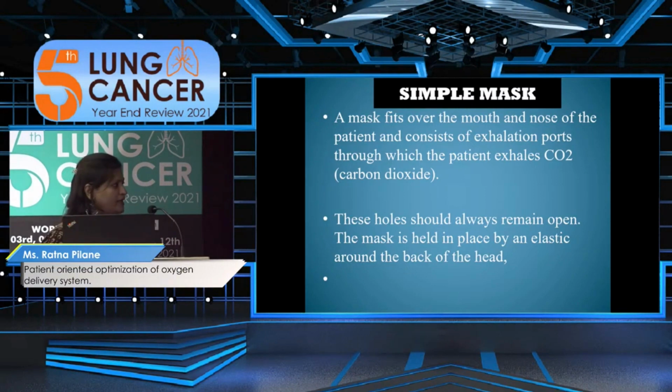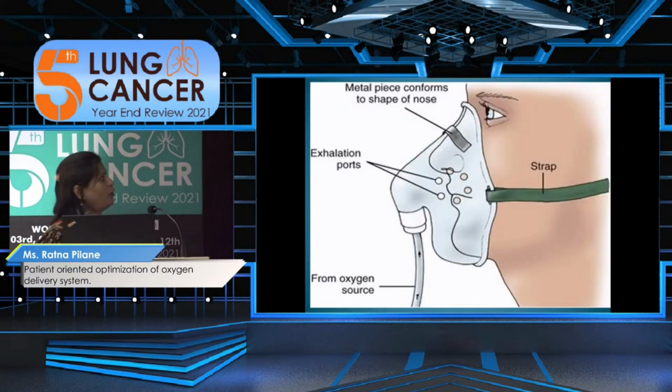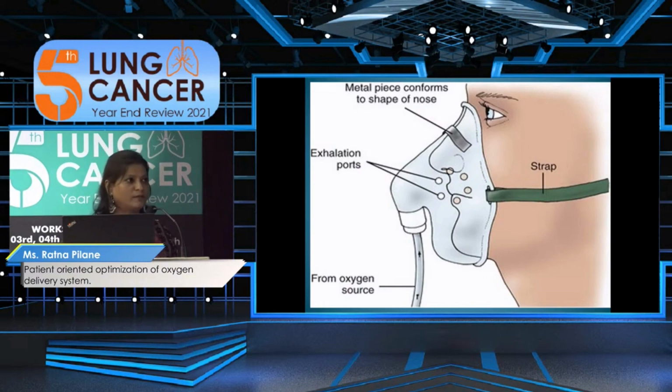The mask is held in place by an elastic around the back of the head. This is the proper position. You can see the metal piece which conforms to the shape of the nose. Whenever you are putting on the oxygen mask, this metal piece should be pressed firmly, but it should not be tight. Then the exhalation port should be open, so when the patient exhales, the air goes out. The strap should be proper, not too tight or too loose. If it is loose, then oxygen will leak. And this is the tubing where you attach the oxygen source.